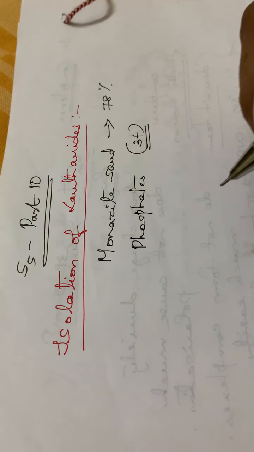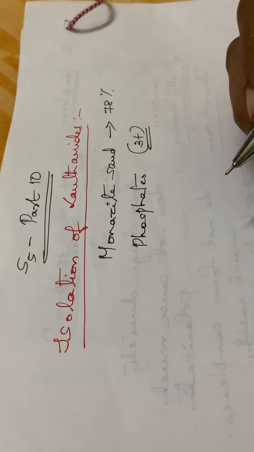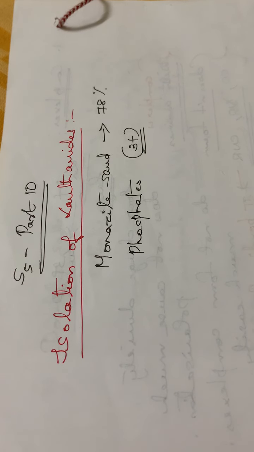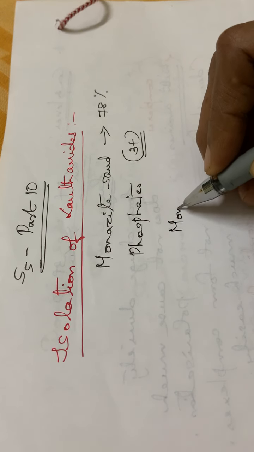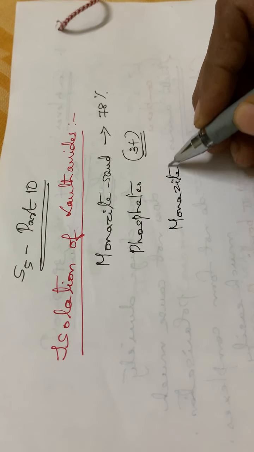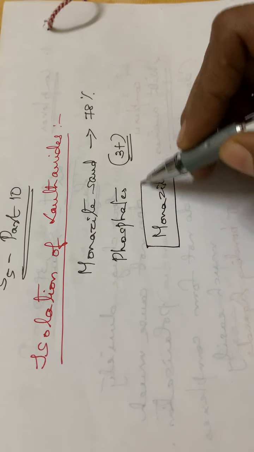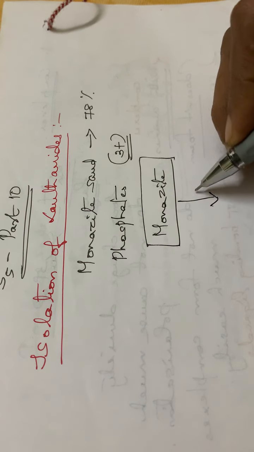First of all, this is a very tedious process, and the isolation, the separation of lanthanides, will be like this. The first step: from the monazite sand, we are having these lanthanides. So the first step is that this monazite sand is treated with hot concentrated sulfuric acid.